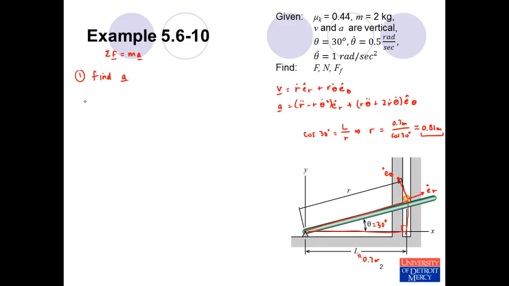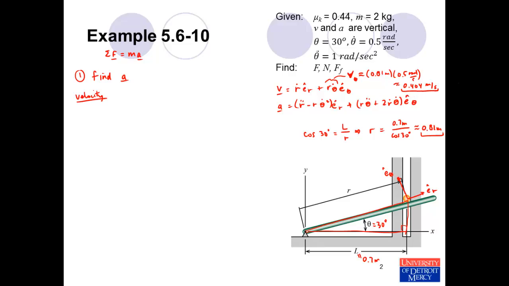So what we're going to do is first analyze the velocity. If we look at this, we have enough information to find the transverse component. It's r times theta dot, where the radius is approximately 0.81 meters, and theta dot we're given to be 0.5 radians per second. If we punch that into our calculators, we get that the transverse component of the velocity is approximately 0.404 meters per second.